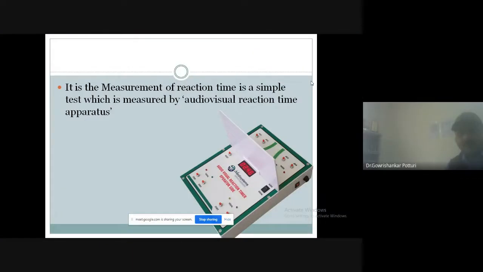Okay, which is a measurement of reaction time. That means suppose an auditory impulse is given, immediately the patient has to react. So that reaction time is called reaction time.